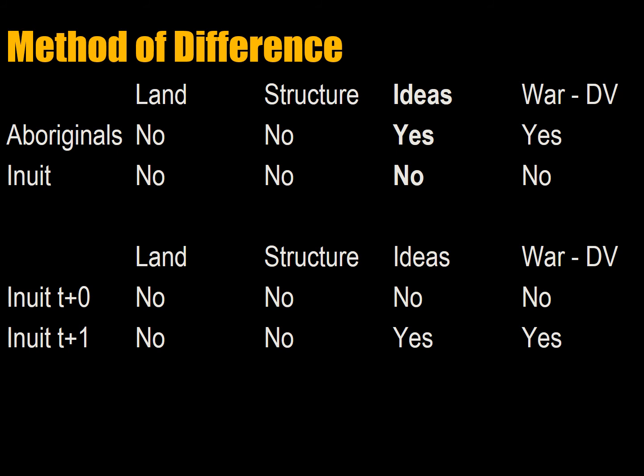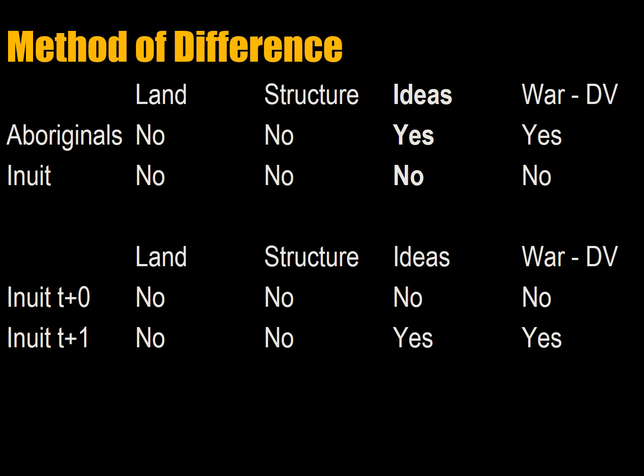Here is another application of the method of difference, and this refers to the article by Edmund Beard in your reader. We have two communities, Aboriginals and Inuit, and we want to find out what explains their variation in their behavior towards war. We look at the variable of land and they're similar. We look at the variable of structure and they're similar. It's not a major incentive. However, we look at ideas and we see that the Aboriginals have a developed notion of conflict where the Inuit don't. And this hypothetically explains variations in the outcome, in the dependent variable of war. So here we've isolated two independent variables, and we have two cases that are similar in every way except for the key independent variable that explains the outcome.